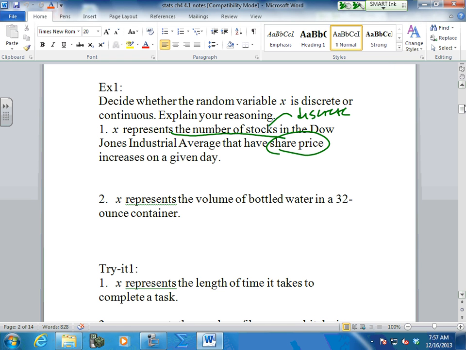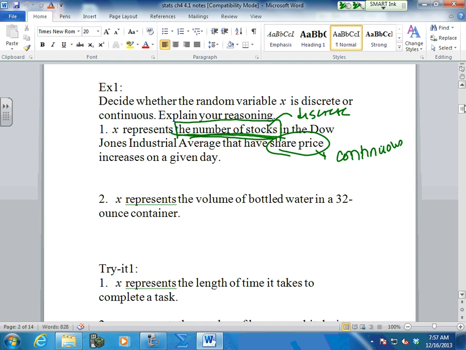How about the share price? What's that? Continuous. Okay, because it doesn't have to be $1. It can be $1.35. It could be $1.78. It could be any partial part of $1. But this one asks for the number of stocks. So you have to listen to what it's asking for. Okay.